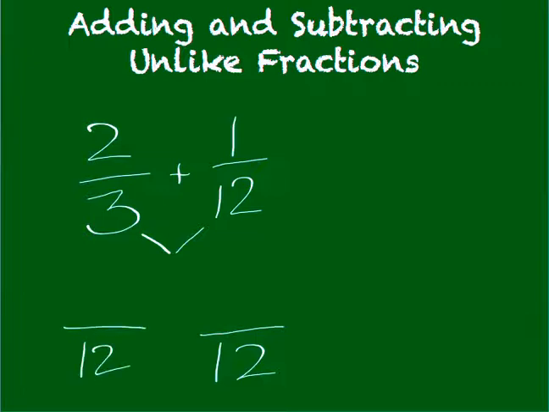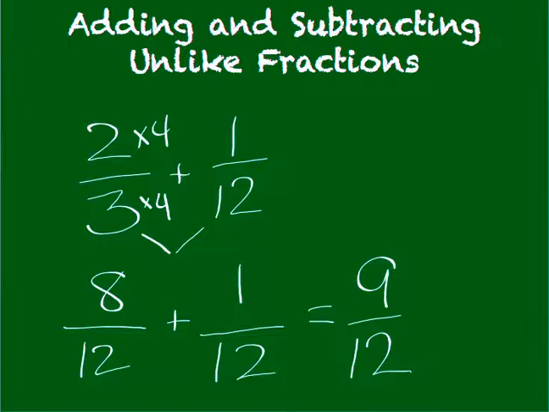So then I ask myself, how did I get there? How did we get to 12 from 3? I use the magic number of 4, since 3 times 4 is 12. I have to do the same thing up in my numerator. My new fraction is 8/12. Over here, I already have a fraction with a denominator of 12, so I just simply keep it the same. Now I can add these easily, and I see that my answer is 9/12.